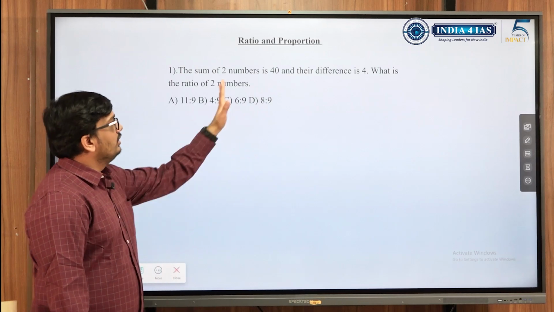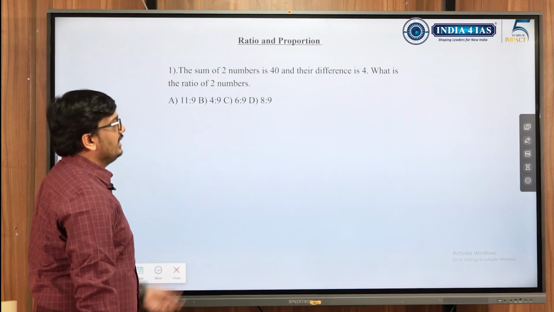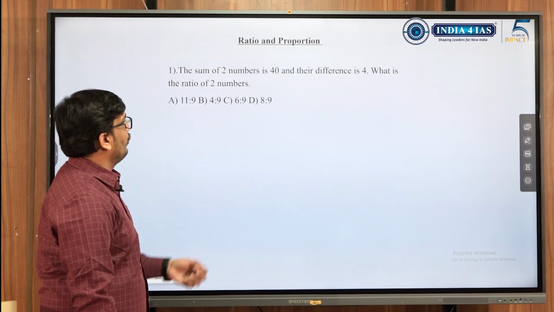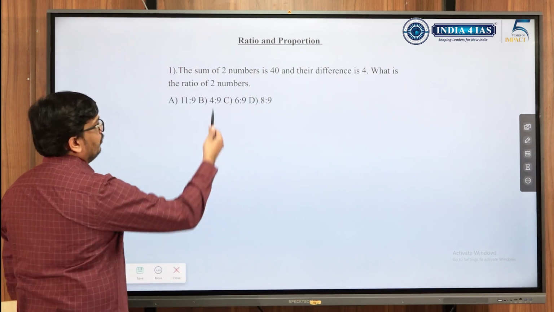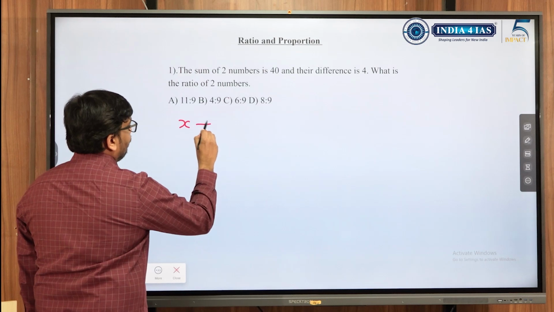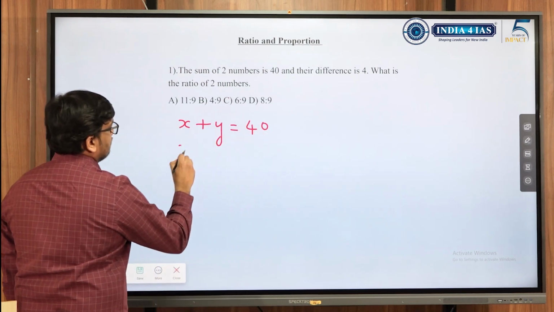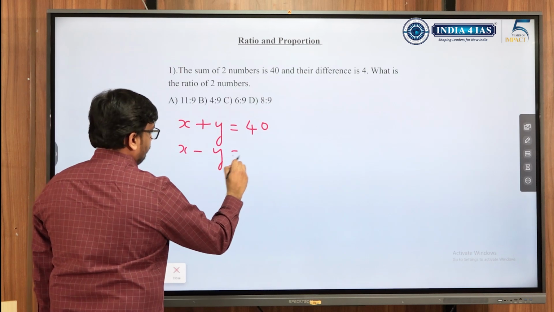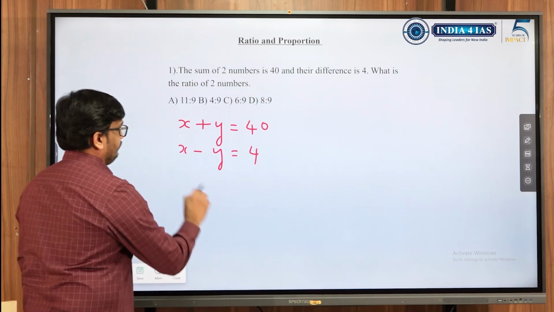This question is from ratio and proportion. The sum of two numbers is 40 and their difference is 4. What is the ratio of the two numbers? You don't know the two numbers, so assume x and y. The sum of the two numbers is 40 and their difference is 4. First you find the two numbers, then we will find the ratio.